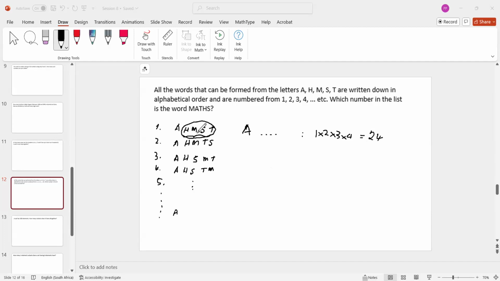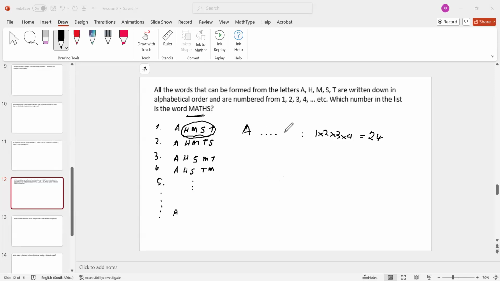Right, so if you arrange all these in all the possible ways, then you've got 24 ways. The first letter can be chosen in 4 ways, next one in 3, next one in 2, next one in 1. So you multiply all of them together and you get 24 ways. All right. We need to get down to maths.